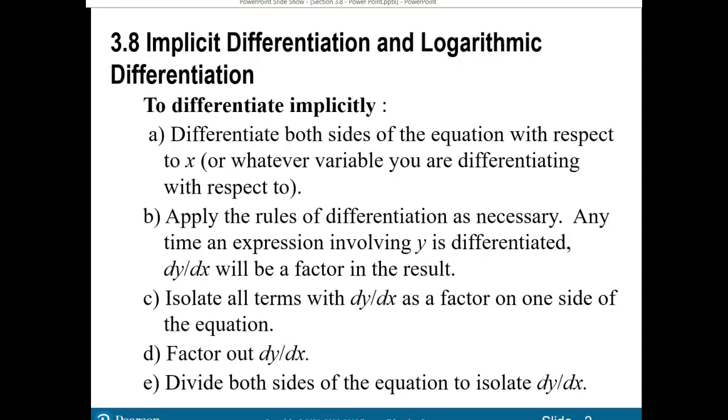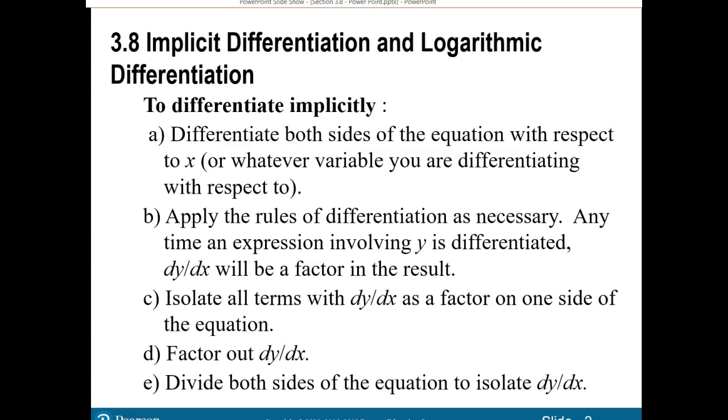All right, so our steps for finding the derivative using what we call implicit differentiation. To differentiate implicitly, you're going to start by taking the derivative of both sides of the equation with respect to x, or whatever variable you're supposed to be finding the derivative with respect to. Usually it's x. Occasionally it's something else like t. So we take the derivative of both sides of the equation with respect to x.